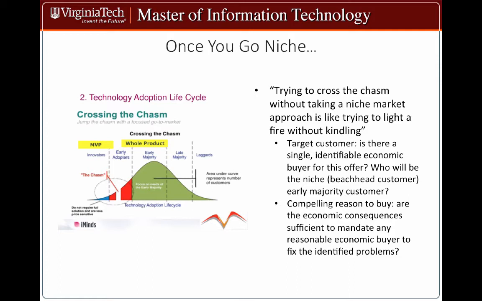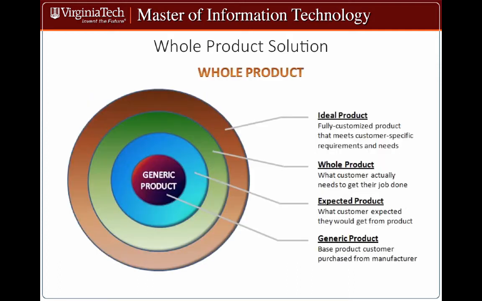And so the point being that we don't have a one-size-fits-all product. Digital business models allow us to do a massive amount of mass customization to reach various different customer segments simultaneously. And so to do this effectively, to give people a compelling reason to buy, we're going to develop what's called a whole product solution. And this whole product solution takes into account not just what the customer expects, right?